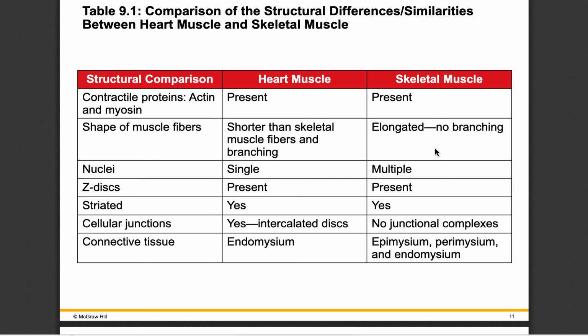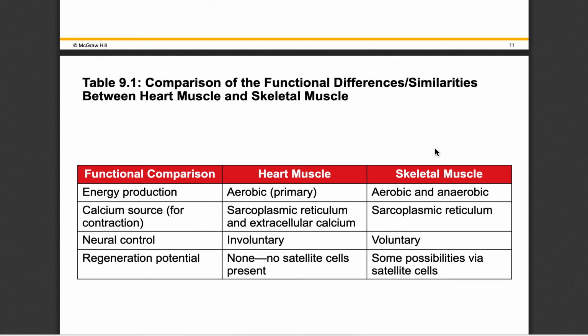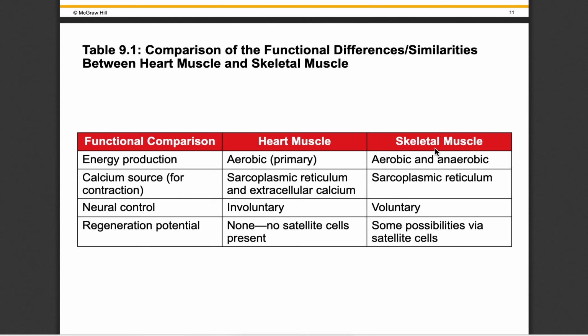And then you can see that there's only one kind of layer of connective tissue instead of the multiple that are there with skeletal muscle, mainly because the forces aren't quite as strong that need to be transferred like they are in skeletal muscle. So it continues. The heart is mostly aerobic energy production. Skeletal muscle can be a combination.